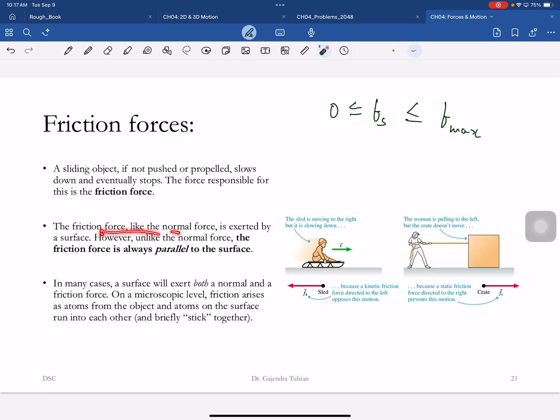The friction force, like the normal force, is exerted by the surface. That's because the molecules on this object and the molecules on the surface bond temporarily, and that's what's holding it back. The difference is friction forces are parallel to the surface, and normal forces are perpendicular to the surface. Both are because of the interaction of the object and the surface. So in many cases, the surface will exert both a normal and a friction force.